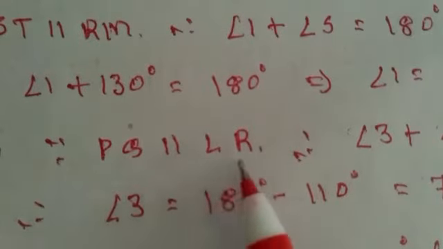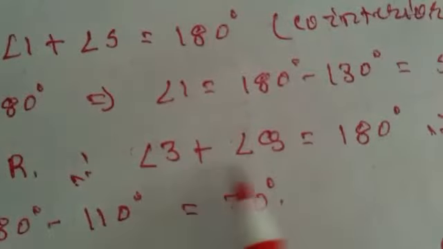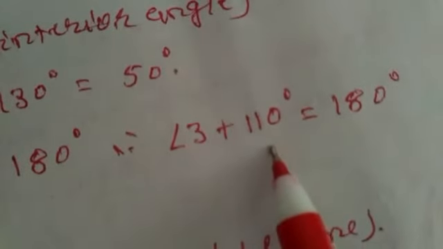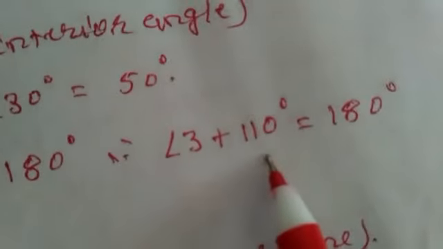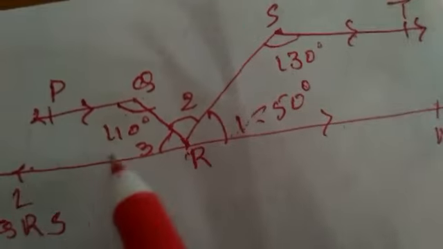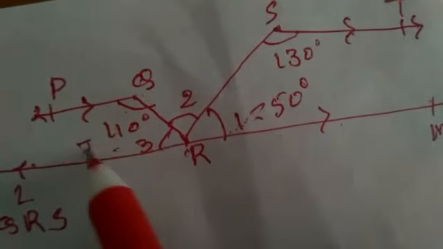So now we have, since PQ is parallel to LR, angle 3 plus angle Q will be 180 degrees, and angle 3 plus 110 degrees, because the measure of angle Q is given as 110 degrees, equals 180 degrees. Further on solving this, angle 3 will become 180 degrees minus 110 degrees, which is equal to 70 degrees. So we got the value of angle 3, which is 70 degrees.